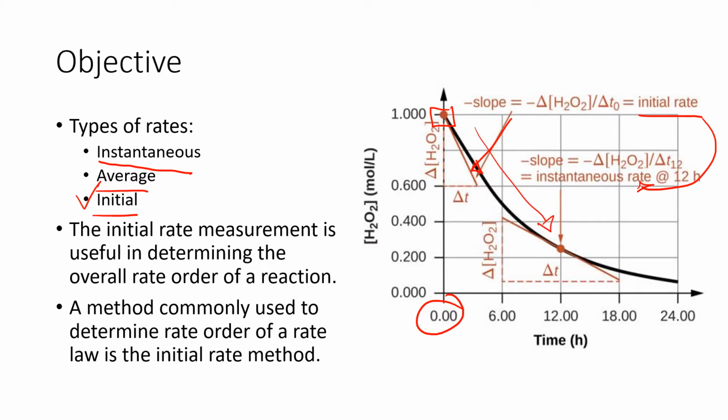And then finally, the average is what it sounds like. The average rate is just over a certain period of time. So it would be the average between time point 0 to time point 24 hours, right? The initial rate measurement is useful in determining the overall rate order of a reaction. So that's what we're going to be working with here, the initial rates. And this method is commonly used in order to determine these rate orders overall.